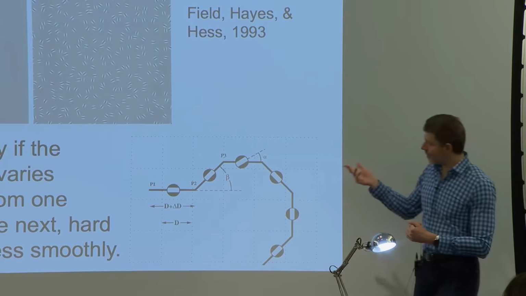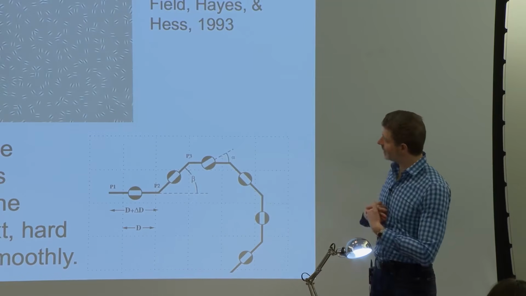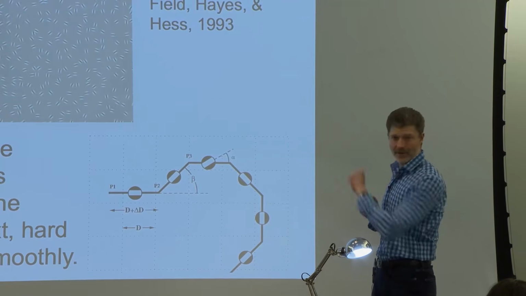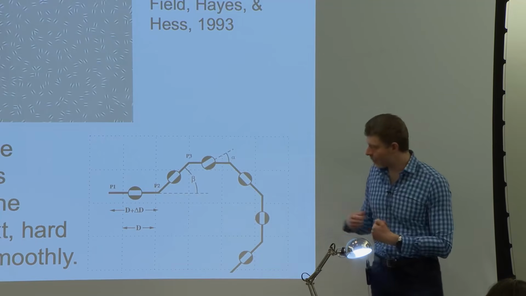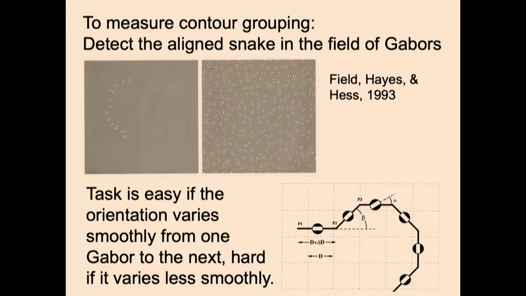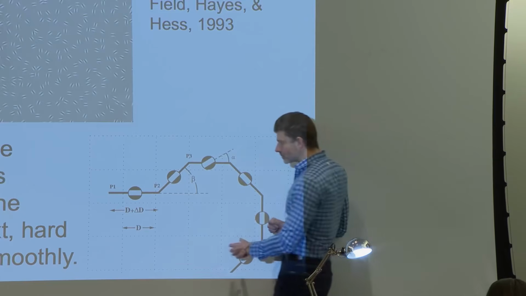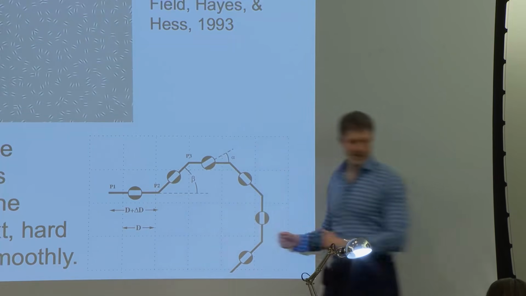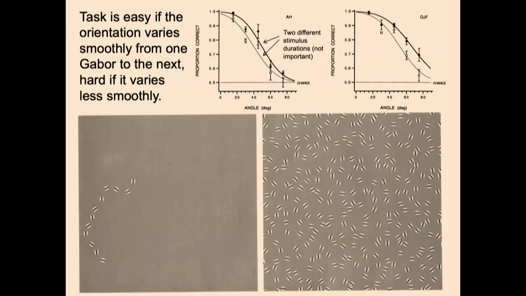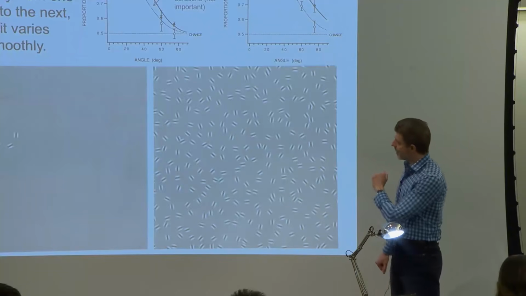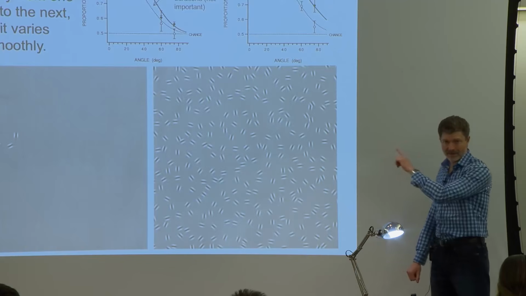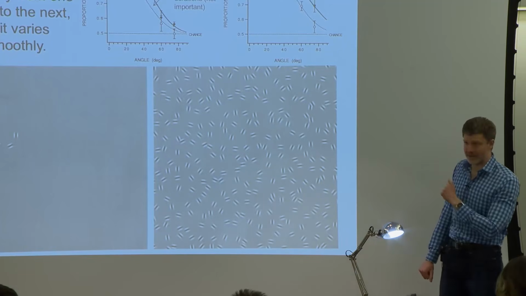And so it turns out that this task of detecting the snake, or the contour, is easy if the orientation varies smoothly from one Gabor to the next, and it becomes more difficult if it varies less smoothly. So this is a diagram of how these experimental stimuli are constructed. They're on a grid, and you can vary the orientation and the position. And so this is a graph that shows what would happen when you ran this experiment. Again, you show people these displays. Sometimes they have one of these contours in them. Sometimes they don't. People have to say which is which.